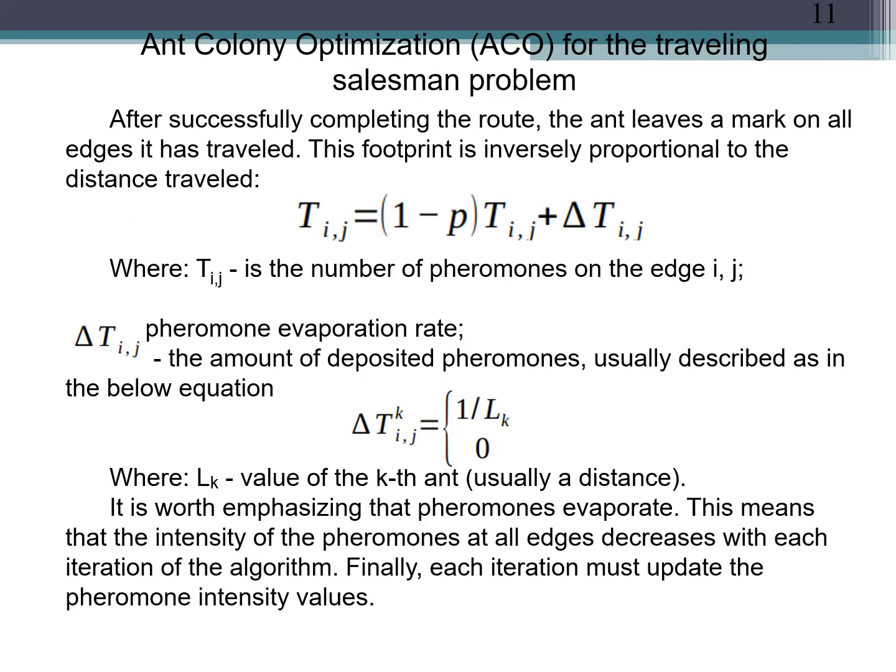After successfully completing the route, the ant leaves a mark on all edges it has traveled. This footprint is inversely proportional to the distance traveled. Capital T is the number of pheromones on the edge ij, and delta T ij is the pheromone evaporation rate. It is worth emphasizing that pheromone evaporates. This means that the intensity of pheromone at all edges decreases with each iteration of the algorithm. Finally, each iteration must update the pheromone intensity values.